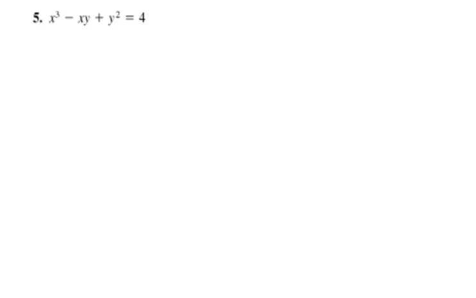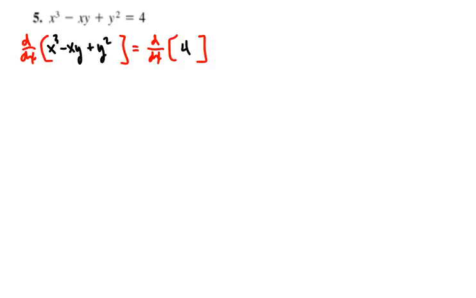Okay, we move on to problem number 5. We have x to the third minus xy plus y squared equals 4. And again, I write out the problem taking the derivative of both sides with respect to x. Okay, so my derivative on the left side is going to be 3x squared.